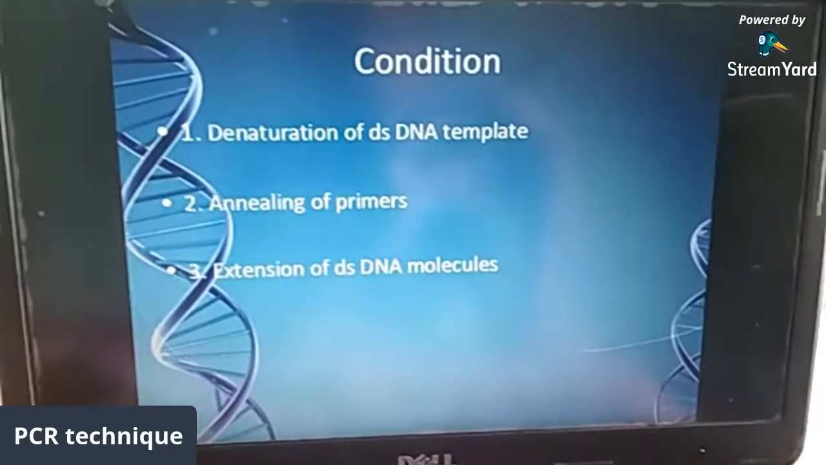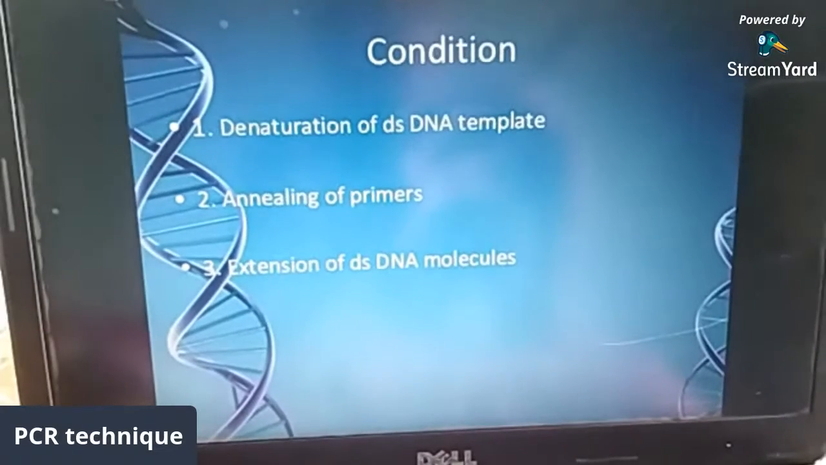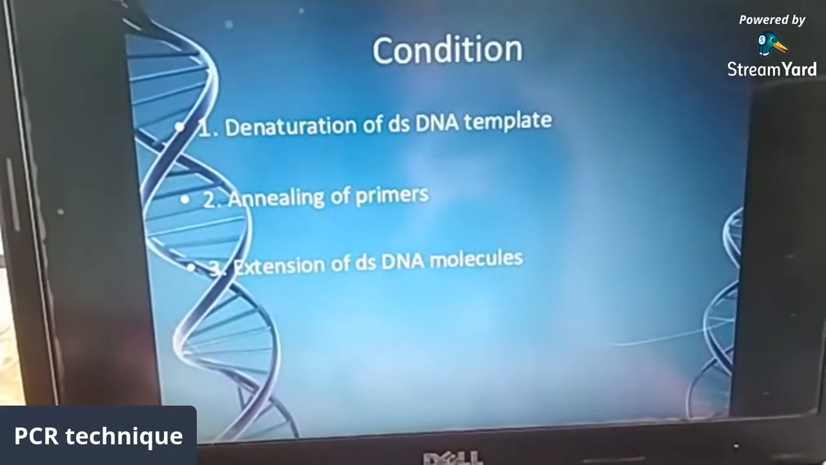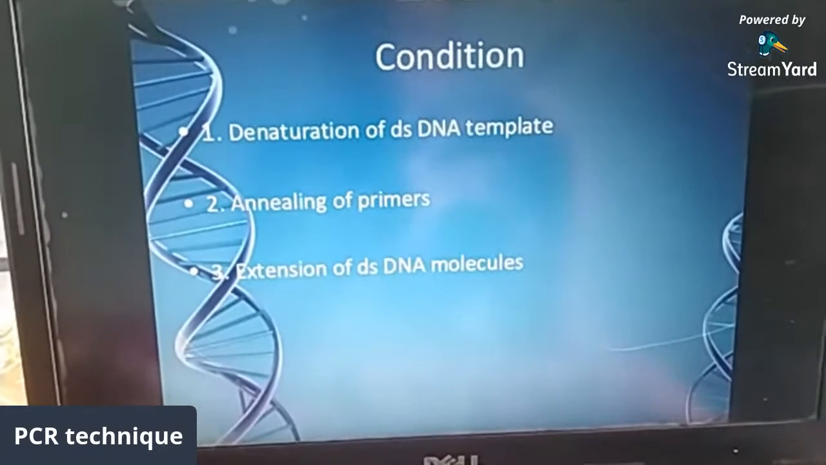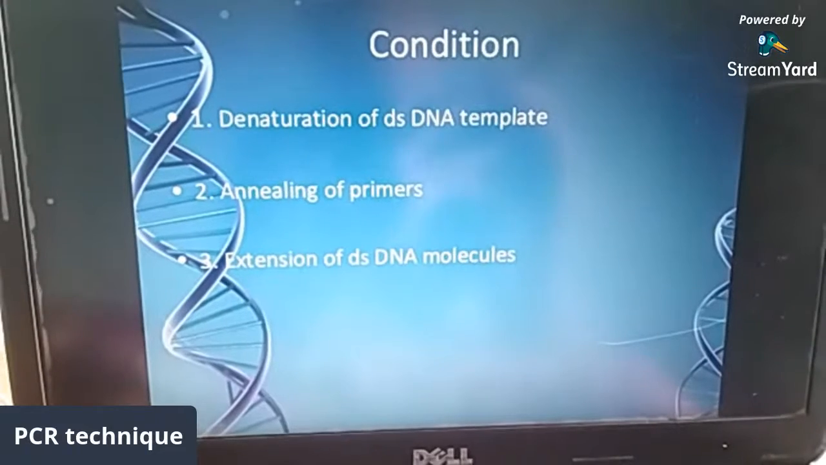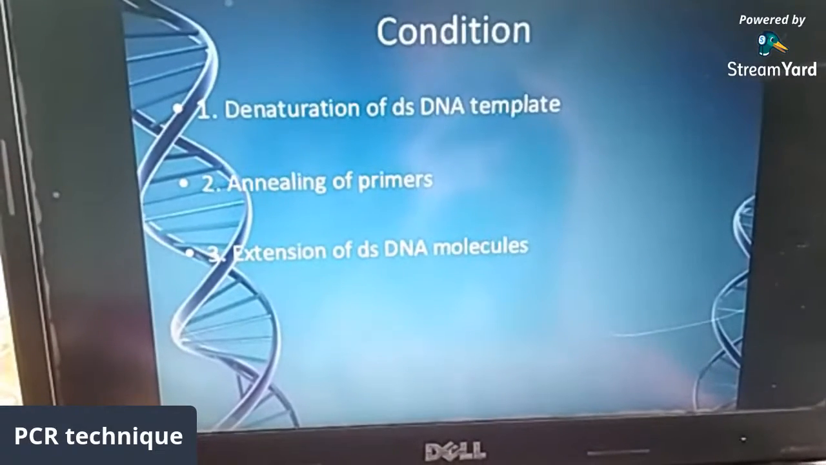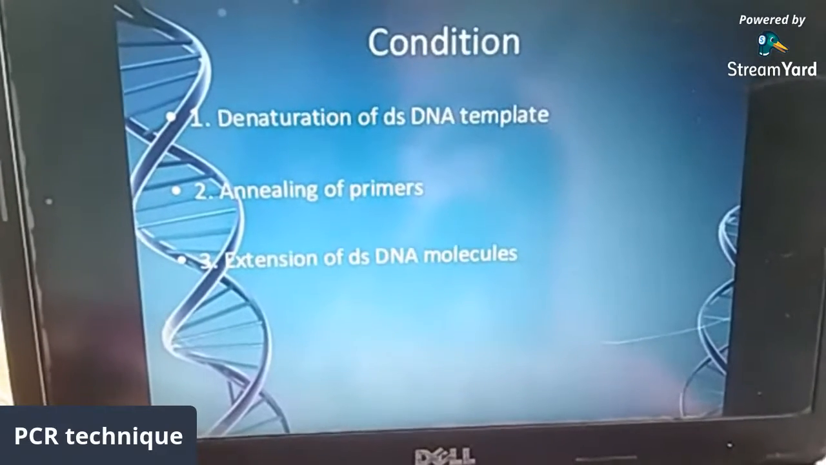The first is the denaturation of the DS DNA template. DS means double-stranded DNA template. Next one, annealing of primers. Third one, extension of double-stranded DNA molecules. First is the denaturation of the double-stranded DNA template, second is the annealing of primers, third is the extension of double-stranded DNA molecules. Clear?